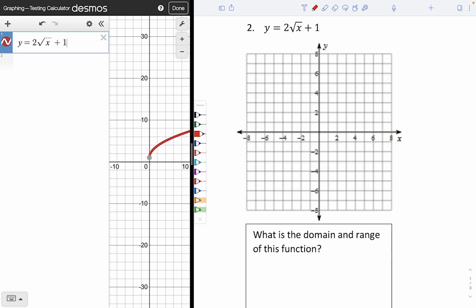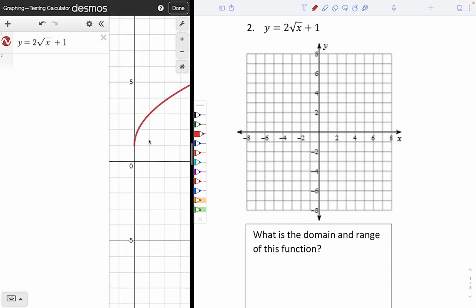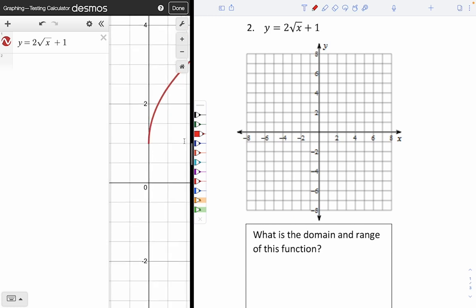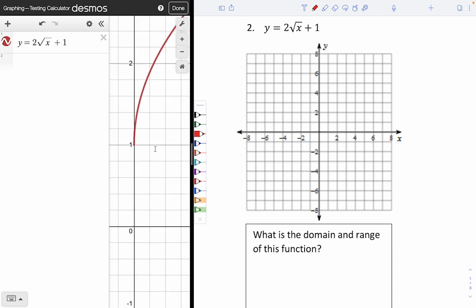Now, if you're going to do these, the first thing you need to do is zoom in and find the starting point. Zoom in until you think you can actually see the starting point. Where's the location of my starting point here? Well, what are the coordinates of it? 0, 1. So my starting point is here at 0, 1.